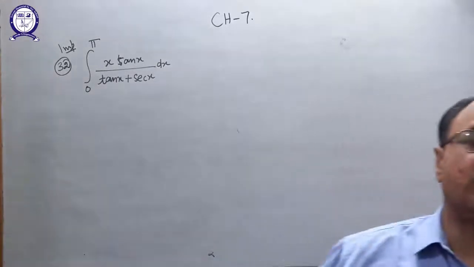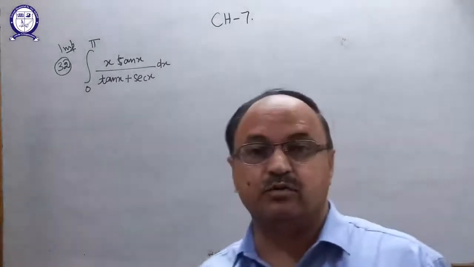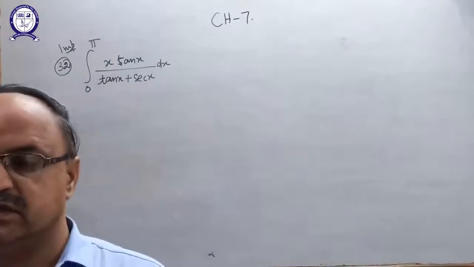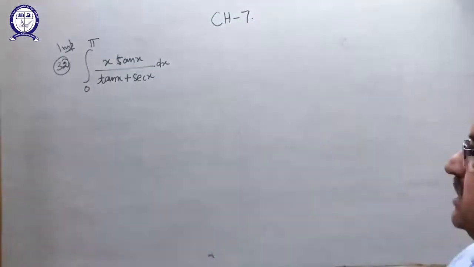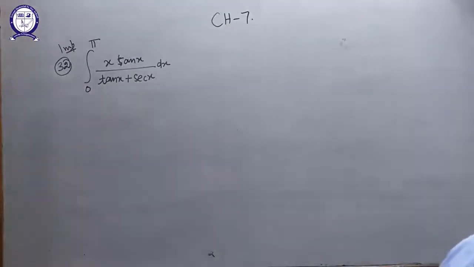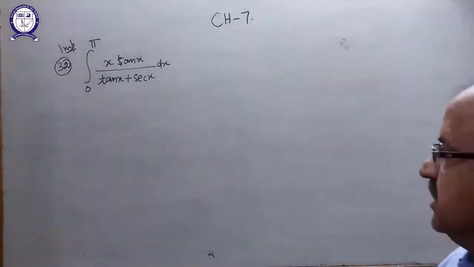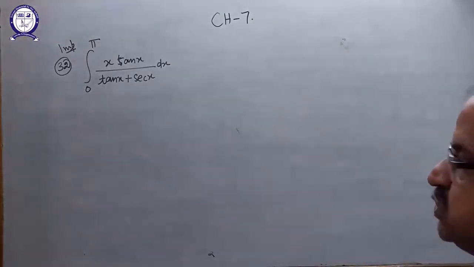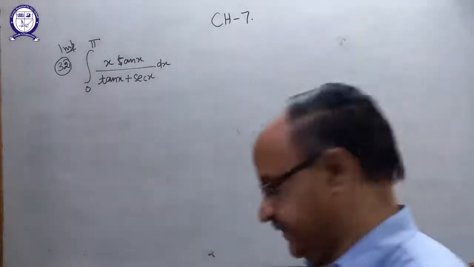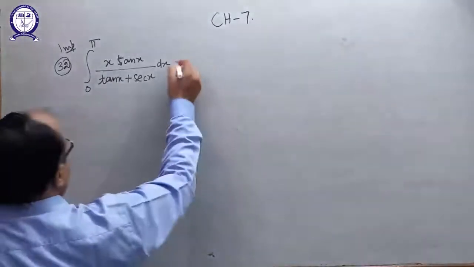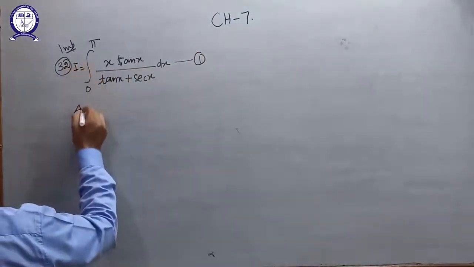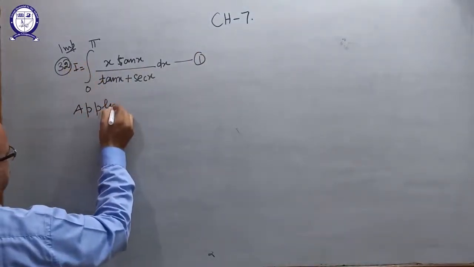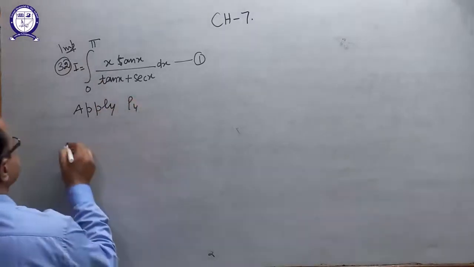Can you tell me the type of this question? That is removal of x. Correct? In removal of x, apply P4. Firstly remove the x, then simplify the question. And for removing x, we use property number P4. Apply P4 here.